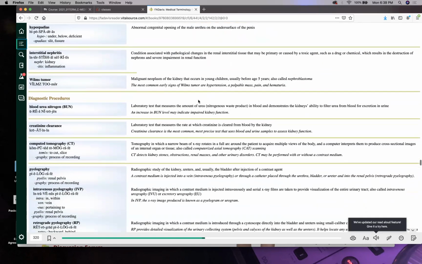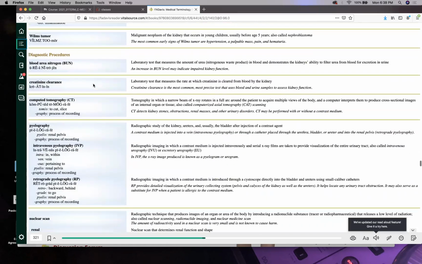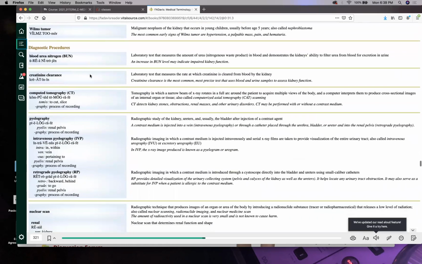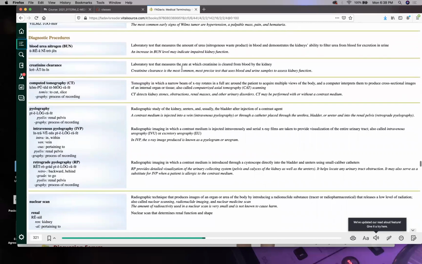Should I go over these? Nah. BUN already went. Creatinine, that's another test that we look at to see how well your kidney clears out substances. Creatinine is the thing that we measure.